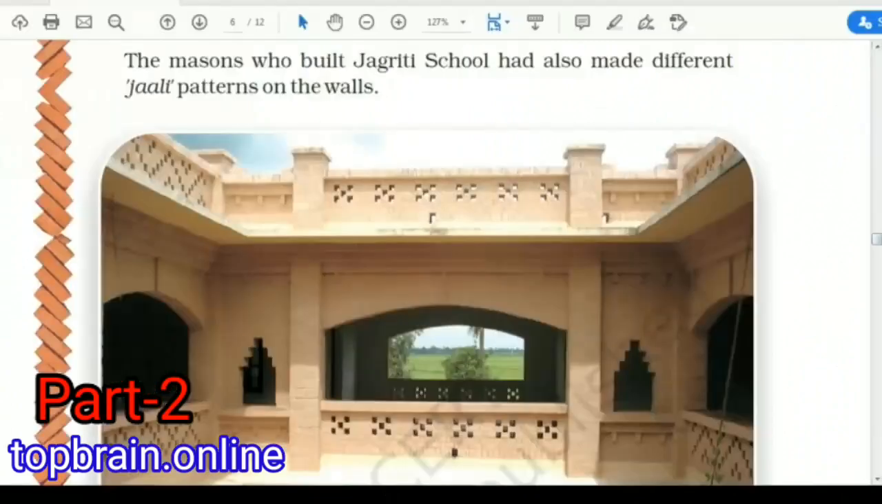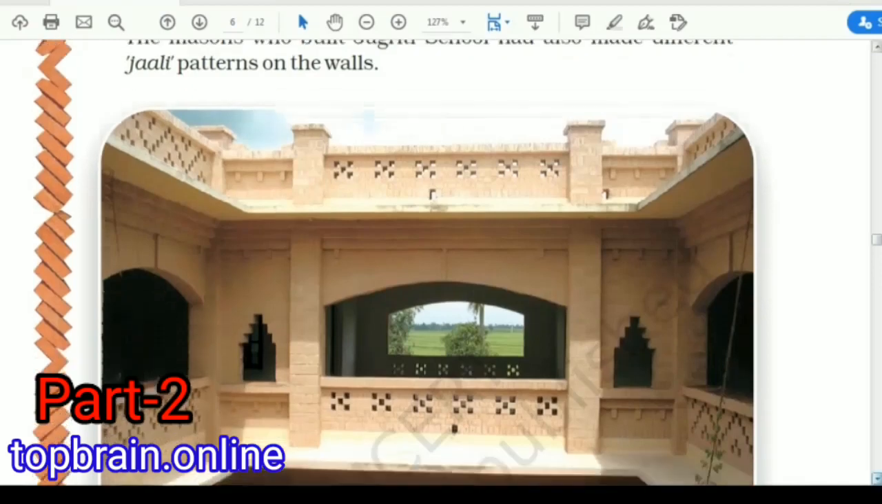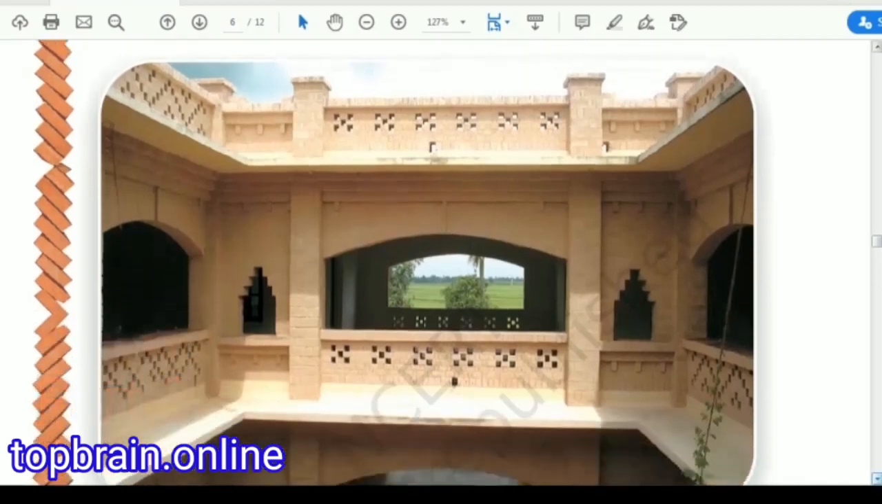Now see the next part, jali pattern. This jali pattern is made in a building of a wall. Observe the jali pattern. These are jali patterns. Here, here, here.